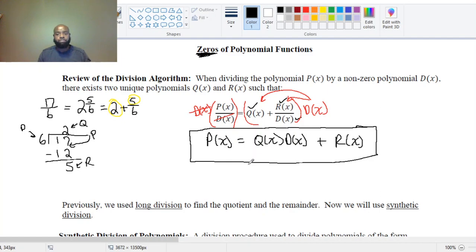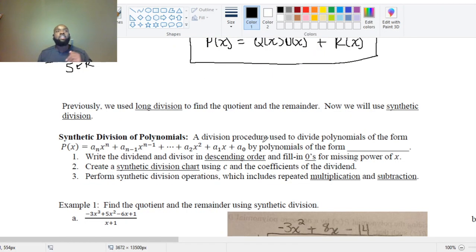Now, what we did when we had polynomials before, when we divided a polynomial by another polynomial, we used long division in order to help us find that polynomial Q of X, your quotient, and R of X, which is your remainder. Well, in this section, especially with finding zeros of polynomials, we're going to use synthetic division. Now, synthetic division only works for specific types of divisions of polynomials.